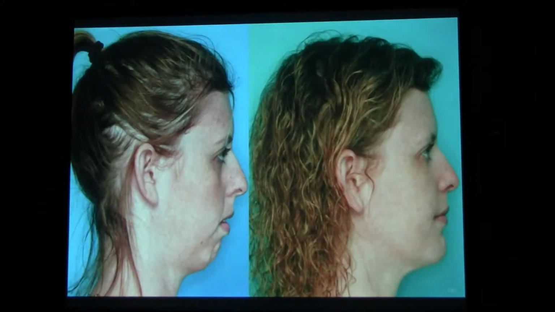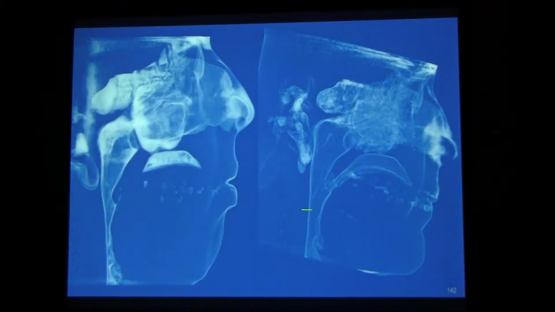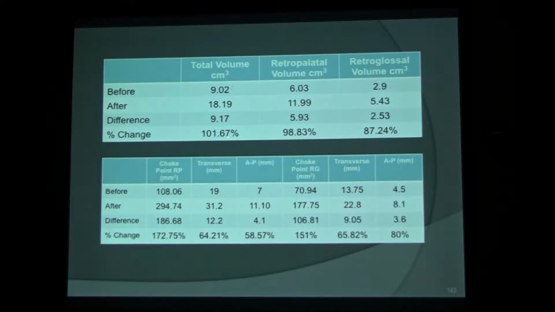Here you see her in the oblique view with the changes that are pretty much what she expected. And there you can see the reduction in the gingival display and the development of the width of the combination of orthodontics and surgery, and the reduction of the retroglossal constriction and the normalization of the airway with an enormous change of 101% in the total volume, the retropalatal volume 98%, retroglossal volume 87%, and the transverse at 62. The choke point was almost a 172% increase.